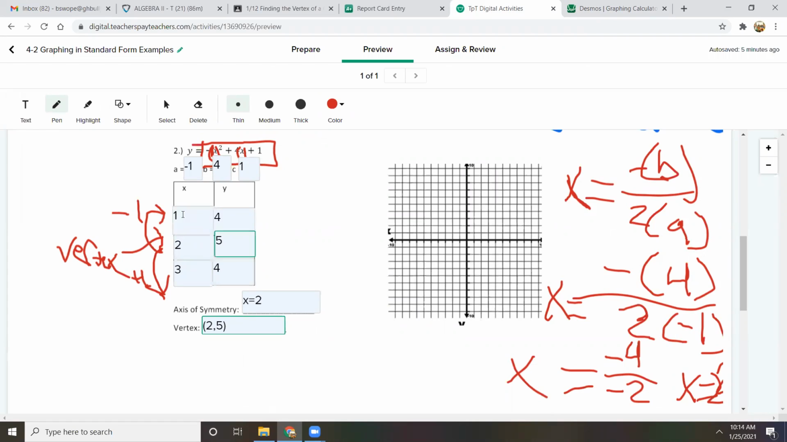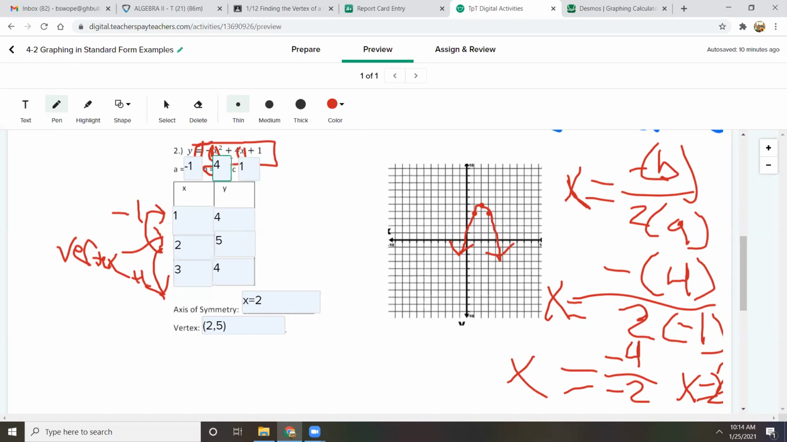And then you're just going to plot these points. So this first point, you would go over 1, up 4. Oops, let me make this bigger. So about there. 2, 5, over 2, up 5. And then 3, 4 would be here. And then if you want to try and draw it, I would definitely put it on thin when you're trying to draw on your graph, but it would be a parabola that opens down.